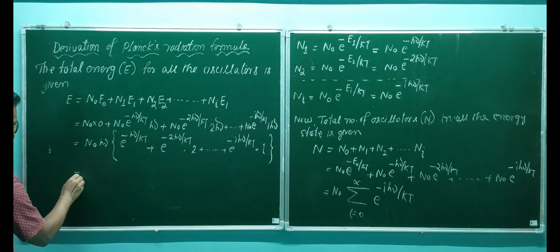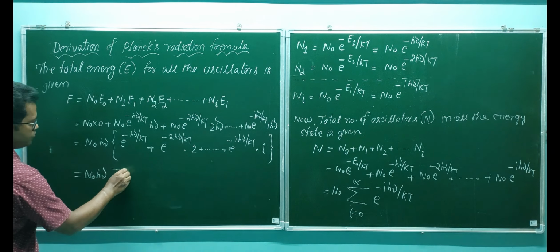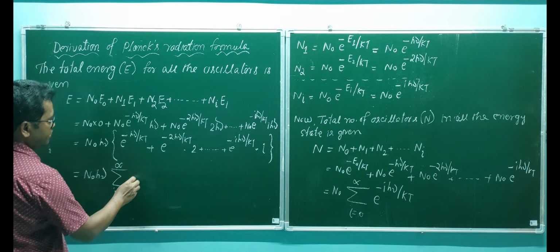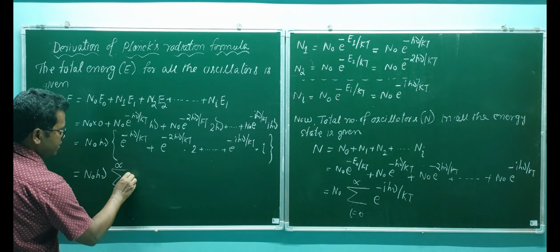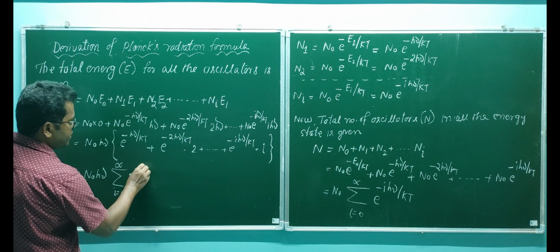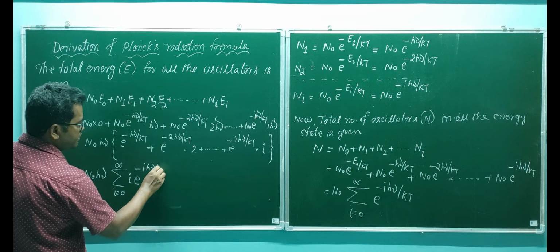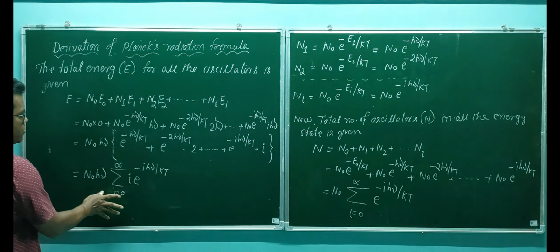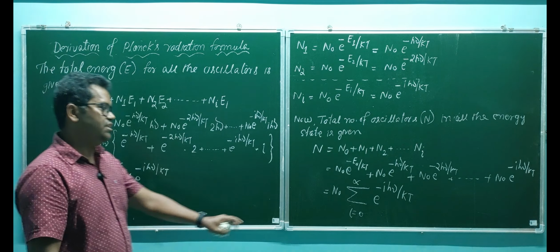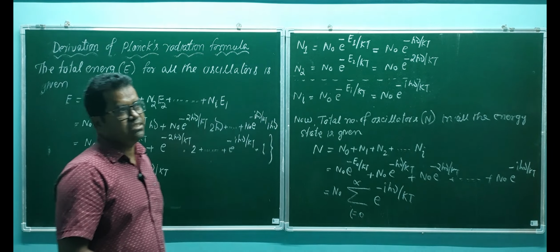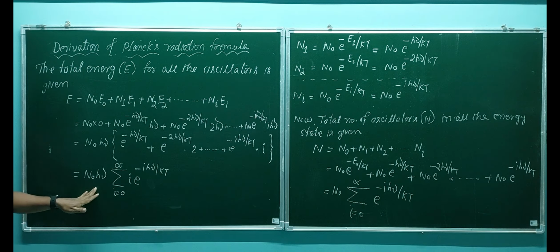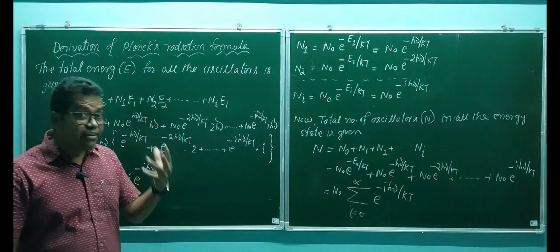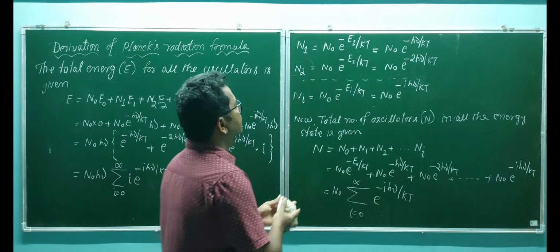So in summation form we can write N0 h nu summation i equal to 0 to infinity of i into e to the power minus i h nu by kT. So this is the total energy expression, and this is the total number of oscillators. Now if you divide the total energy of the oscillators by the number of oscillators, we will get the average energy of the oscillators.